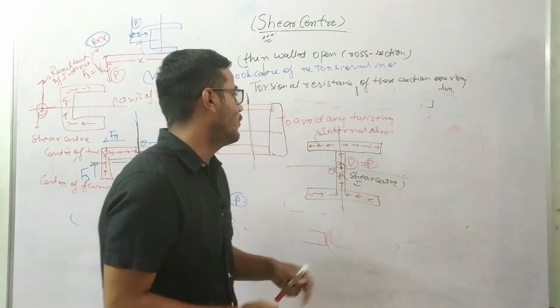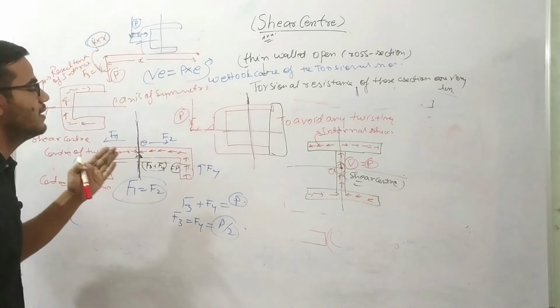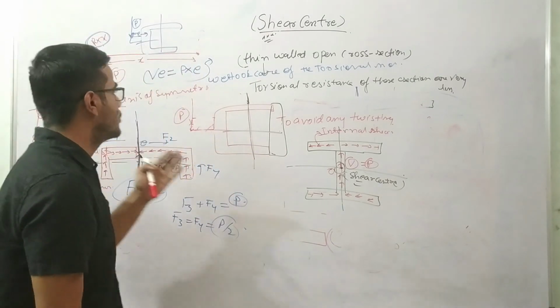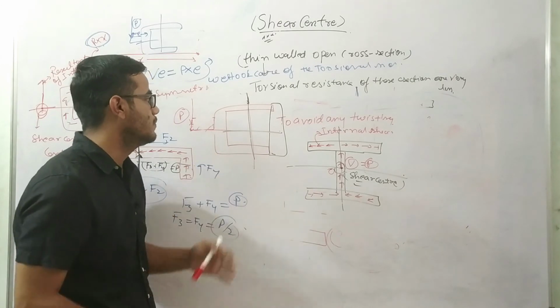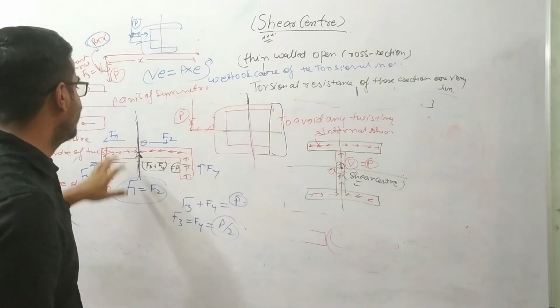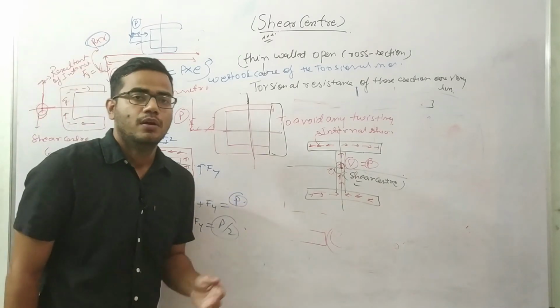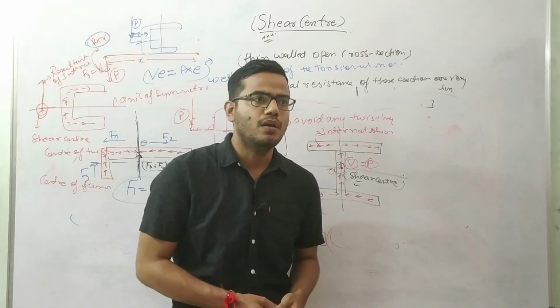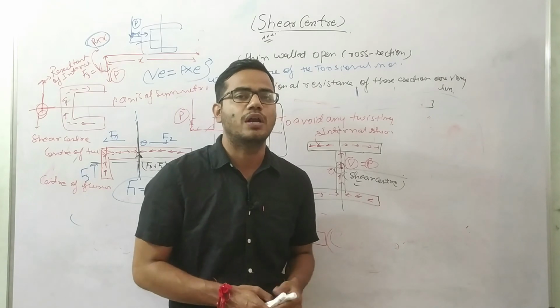Okay, so as we have already discussed, these thin members are very susceptible to torsion, so we need to provide the load at the shear center location. Okay, so I think I made my point clear over here. While discussing the problems, things will become clearer on how to calculate the shear center.